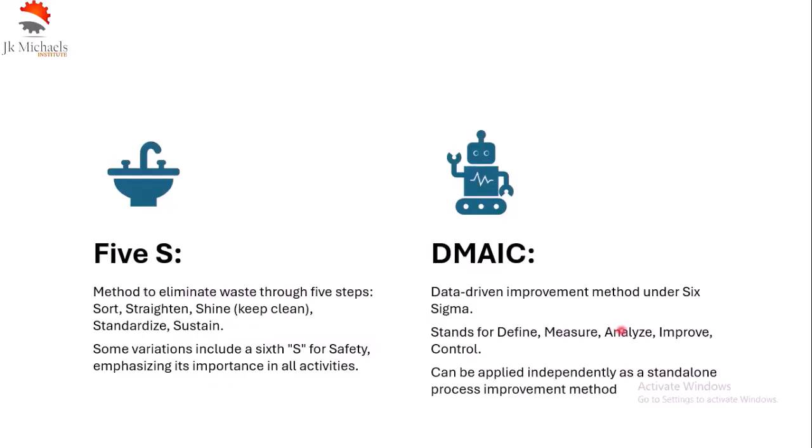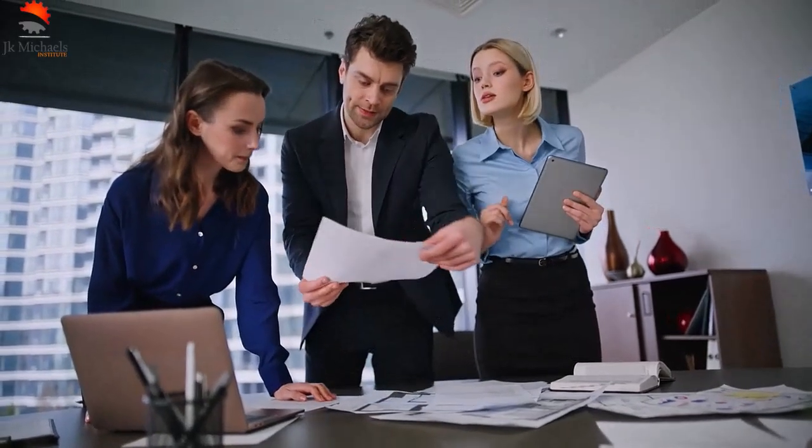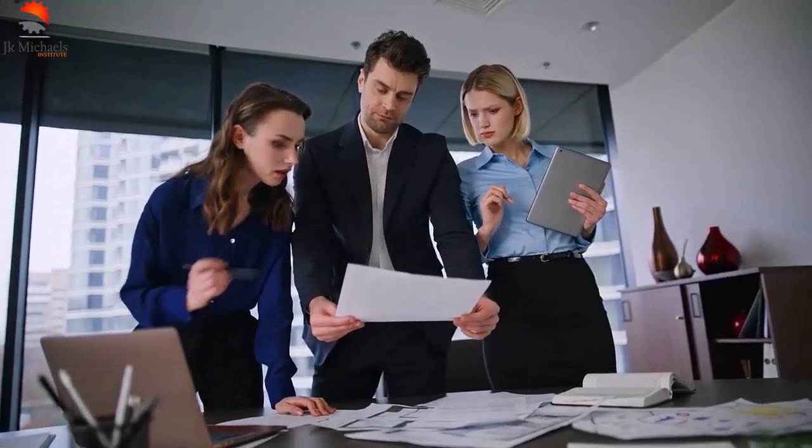And then, of course, you have control. Control simply means that you set up work instructions, processes, and KPIs, and you monitor those KPIs to ensure that we don't go backwards into bad habits, right? We can apply this independently as a standalone improvement method. And that brings us to the end of this section.